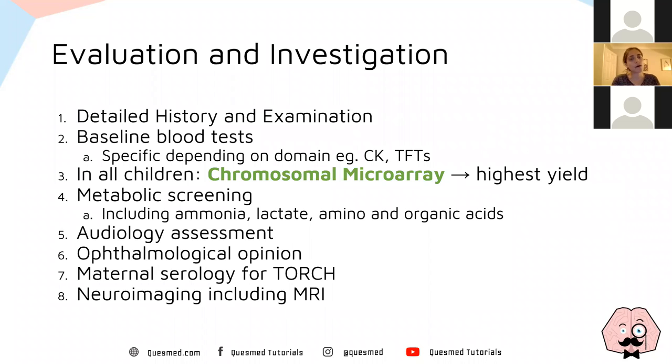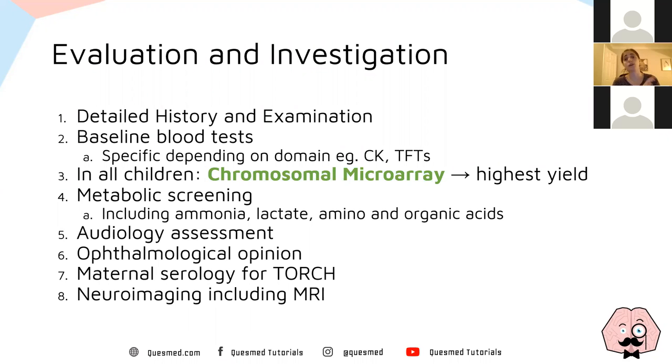Now, in terms of how we investigate and evaluate developmental delay, it's really important to take a very good history of these children and try and find out what domain, how many are affected, when did it start, was there any regression, which is very important. Did they meet their milestones and then go backwards? And then we'll often do some baseline blood tests to screen for global developmental delay, which always include creatine kinase and thyroid function to look for congenital hypothyroidism, which is a reversible cause.